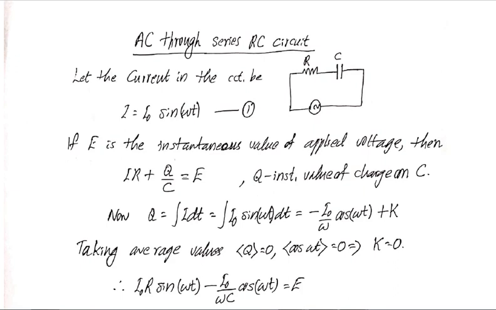We assume that the current passing through the circuit at any instant is I equal to I0 sine omega t, where omega is the angular frequency, I0 is the peak value of current, I is the instantaneous value of current, and t is the time.